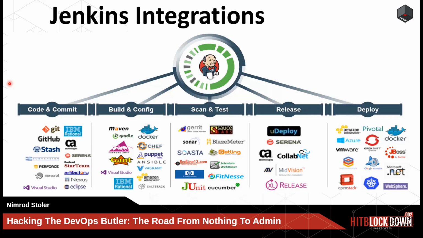Jenkins is great at integrations too. Here we can see just some of the major plugin integrations Jenkins offers. From Git and Visual Studio source control repositories to Maven, Gradle, and Docker in the build and config part, Cucumber, JUnit, and Sonar in scanners and automatic testers, all the way to deploying artifacts to Docker Hub, AWS Cloud, and Kubernetes. Well, Jenkins has it all.